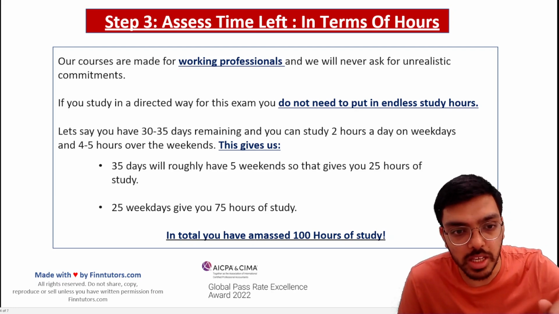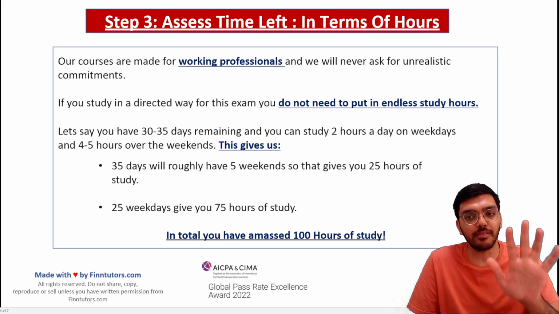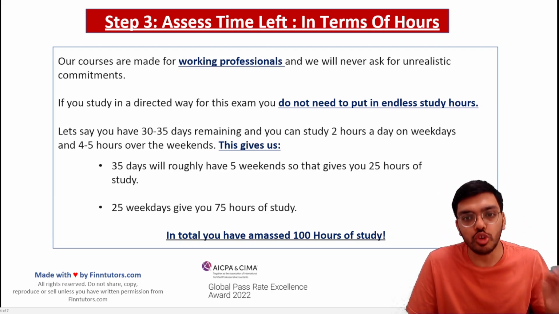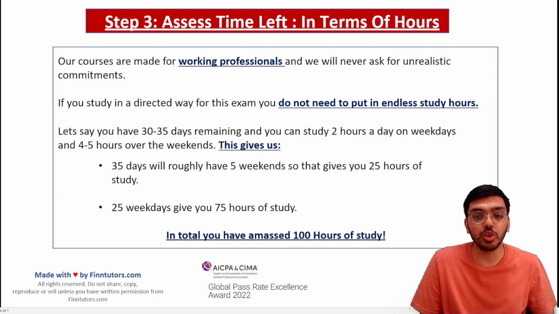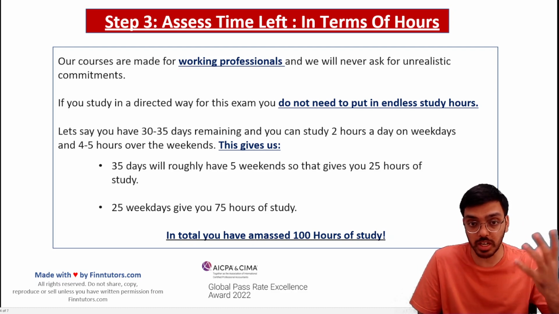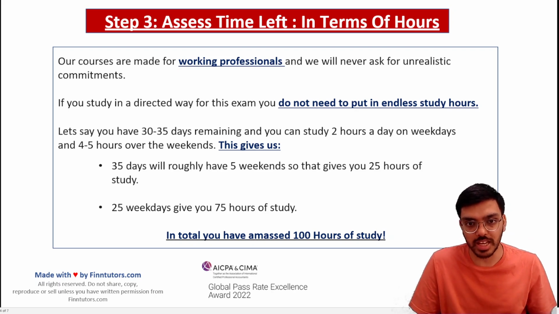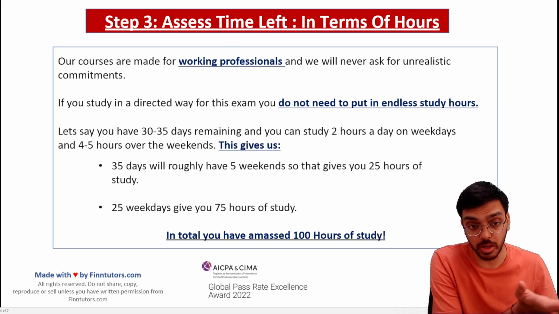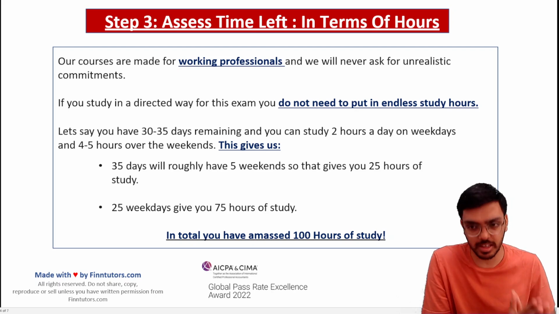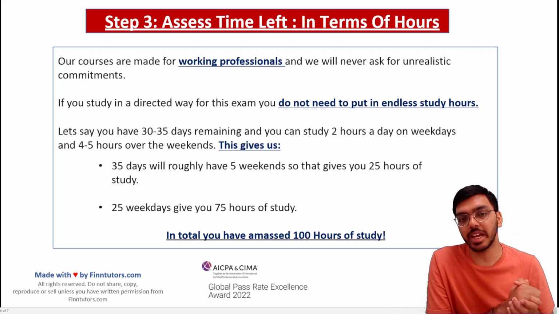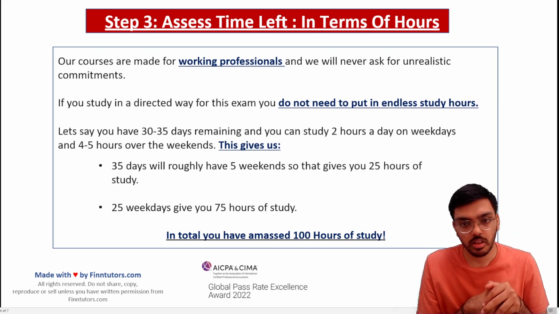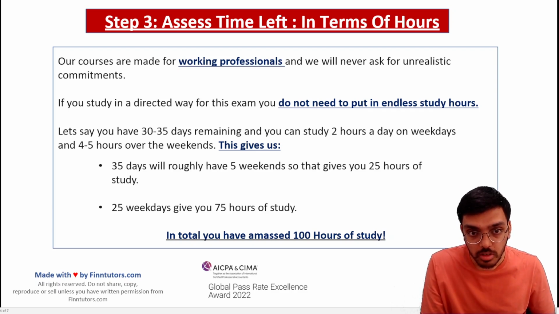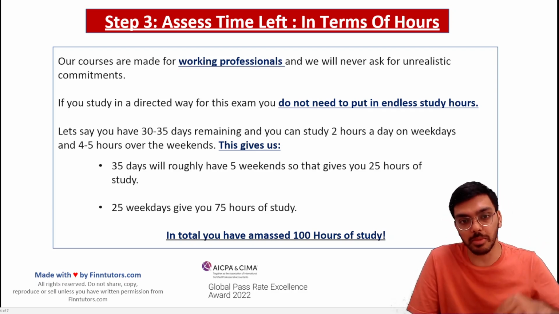So this gives me 35 days, which will roughly have 5 weekends. If you have 5 weekends, it gives you 25 hours of study, because you're studying 5 hours, 2.5 on Saturday, 2.5 on Sunday. I'm counting that very, very fairly. So 5 weekends into 5 hours, 25 hours of study. You still have 25 weekdays remaining.